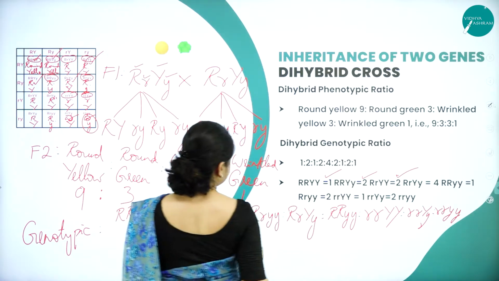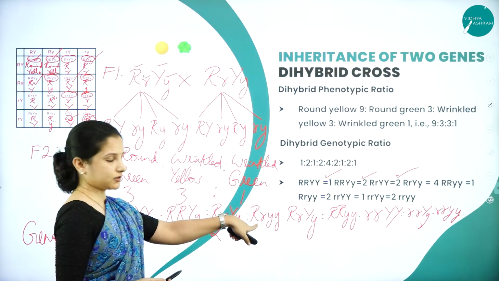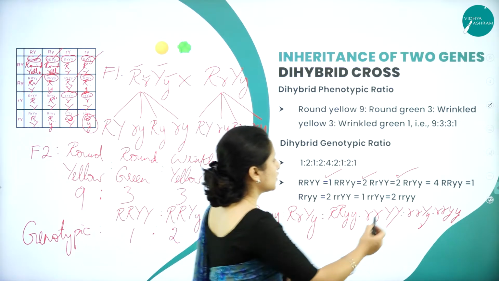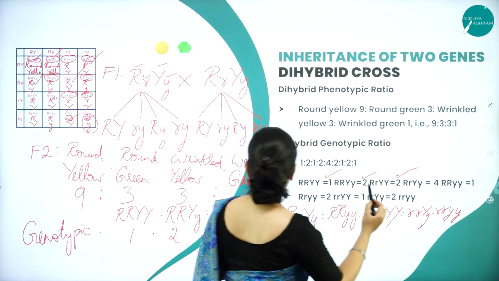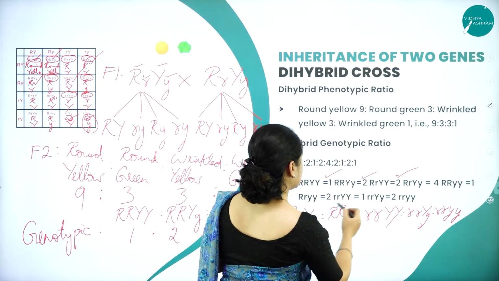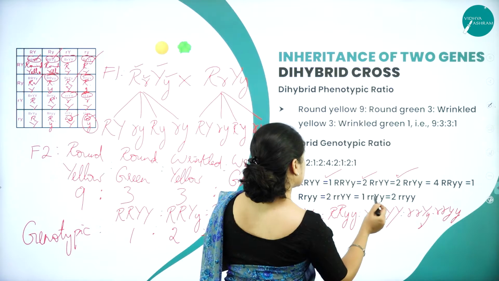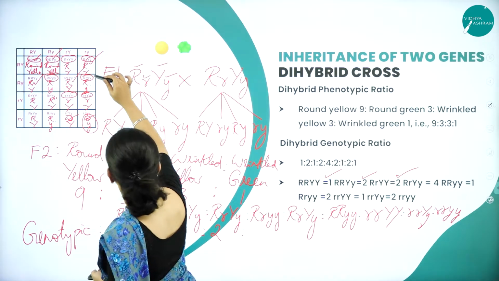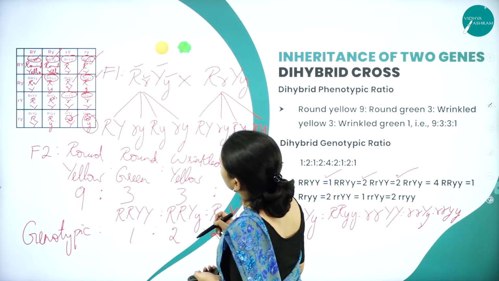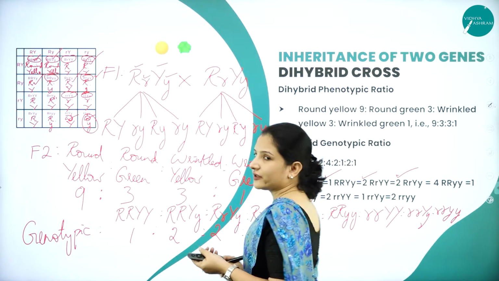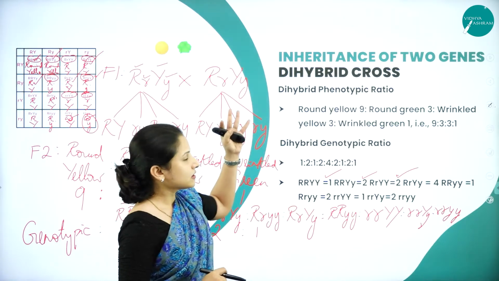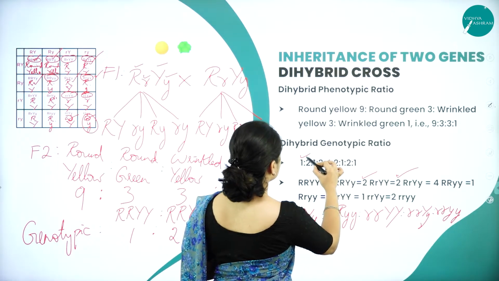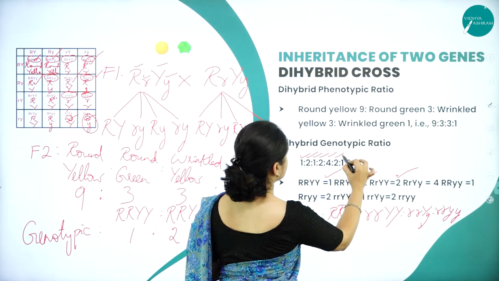Next we have dominant R, recessive R and 2 recessive Y. How many are there? Dominant R, this one, 2 recessive. So how many are there? We will just see. So dominant R, YY, only 1 is there. Dominant R, YY, only 1 is there. So like this, we will calculate the genotypic ratio. So this is how genotypic ratio we will have: 1 is to 2 is to 1 is to 2 is to 4 is to 2 is to 1 is to 2 is to 1.